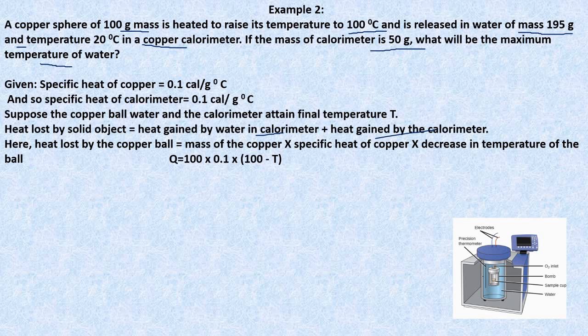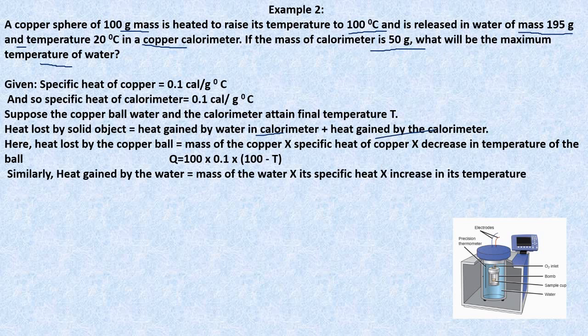We get Q, that is the heat lost by the copper sphere, is 100, where 100 is the mass of the copper sphere, into 0.1, which is the specific heat of copper, and the decrease in temperature. The decrease in temperature will be 100 minus T. Why 100 minus T? Because 100 is the temperature of the copper sphere when it is heated. So after some time, after the transfer of heat from the copper sphere to water and calorimeter, its temperature will decrease. So its temperature will be decreased by what amount? 100 minus T. So similarly, we will find the expression for the heat gained by the water.